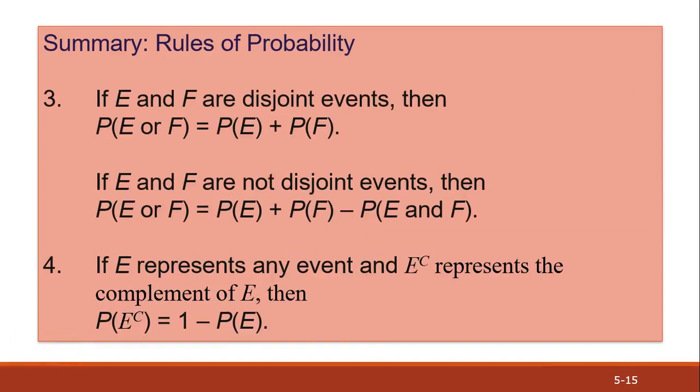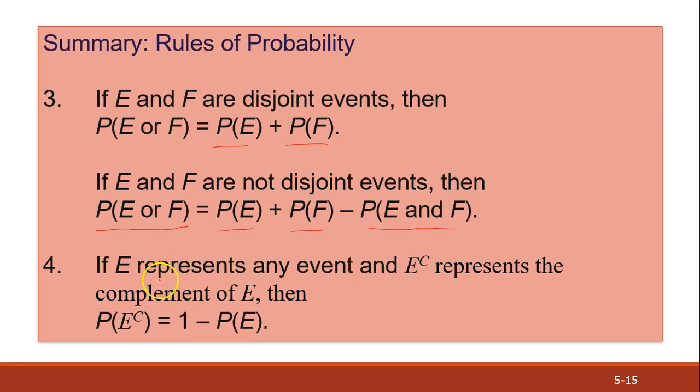The third thing we have learned in this chapter is that if E and F are disjoint events, then how we compute their probabilities is this right here. The probability of event E or F is equal to the probability of E plus the probability of F. And if E and F are not disjoint events, if they have some commonality between each other, this is how we find the probability of that. We would say the probability of E or F is equal to the probability of E plus the probability of F minus the probability of E and F.